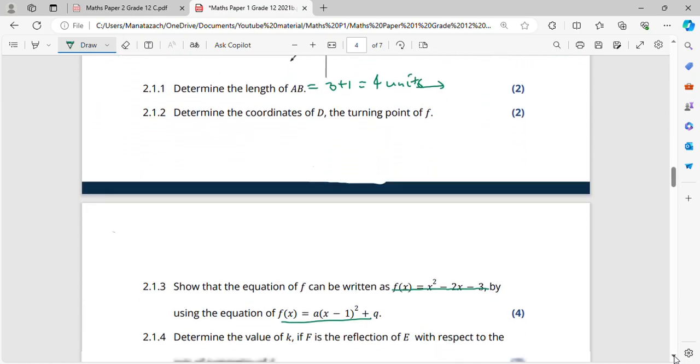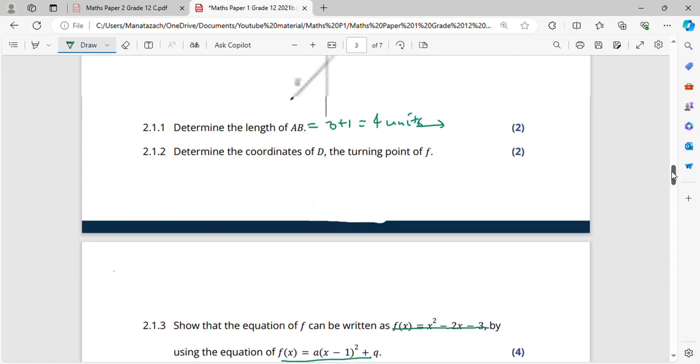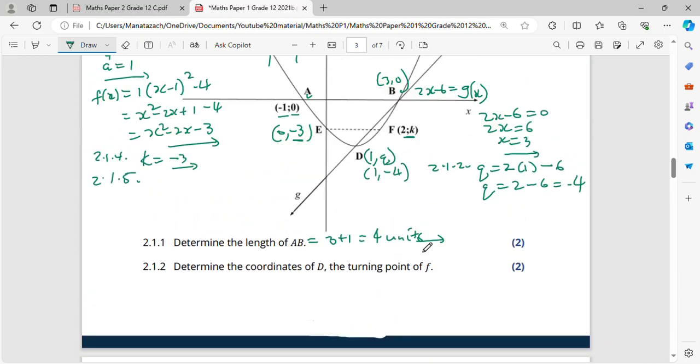Let's go to question 5. Determine the equation of the inverse of g. Okay. We already know the function of g, so the inverse shouldn't be an issue. You first have to write the function of g of x in terms of y is equal to 2x minus 6. Then when you get the inverse, you have to flip x and y around.